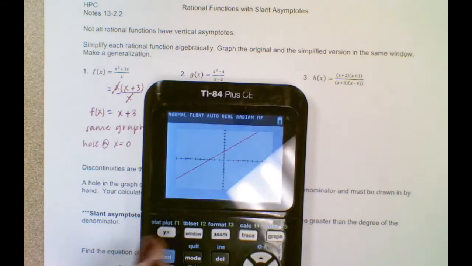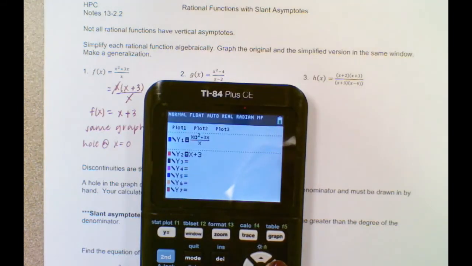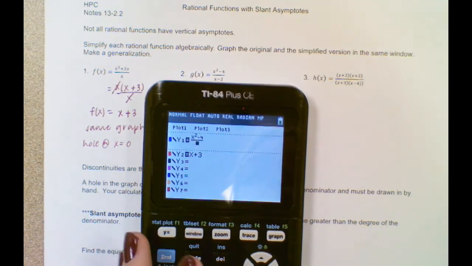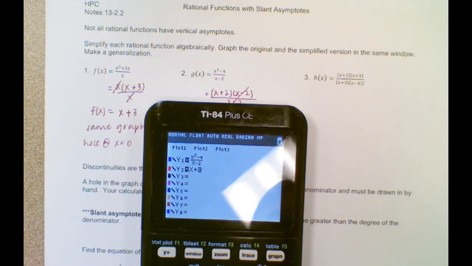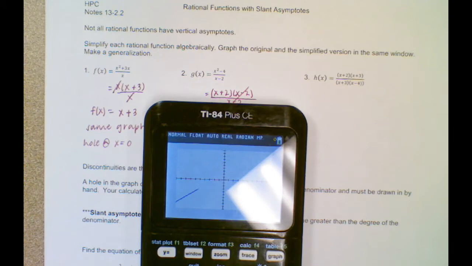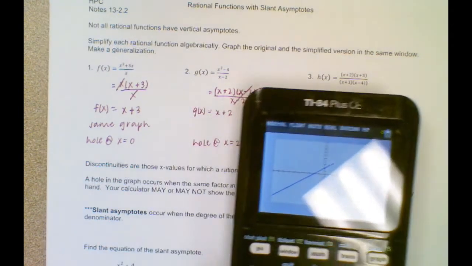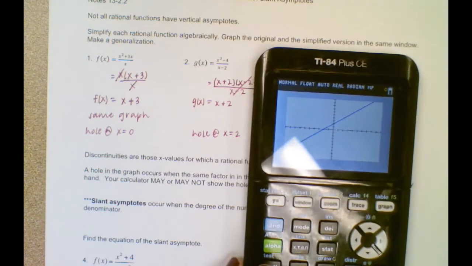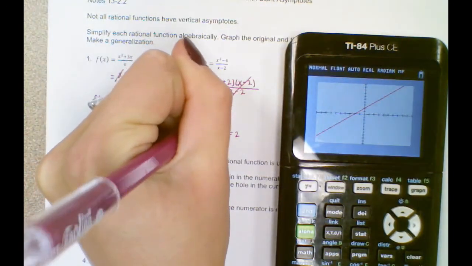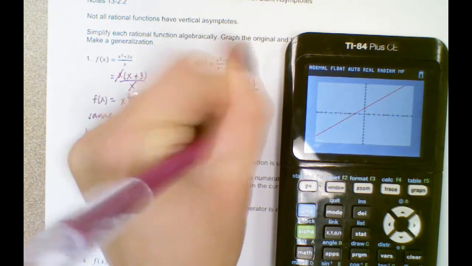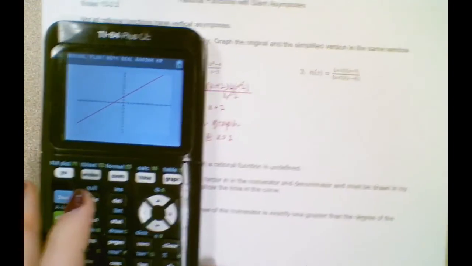So let's go ahead and graph this real quick though. So let's see, this was x squared minus 4 all over x minus 2. And then I have x plus 2. Is that right? Yep, okay. And again, we have the same graph. Okay, let's do one more.